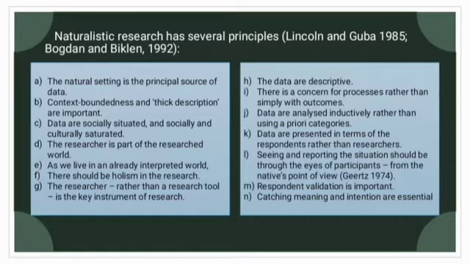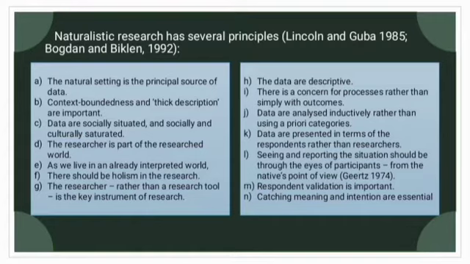Naturalistic research has several principles, according to Lincoln and Guba, 1985, and Bogdan and Biklen, 1992. First, the natural setting is the principal source of data. Second, context-boundedness and thick description are important. Third, data are socially situated and socially and culturally saturated.